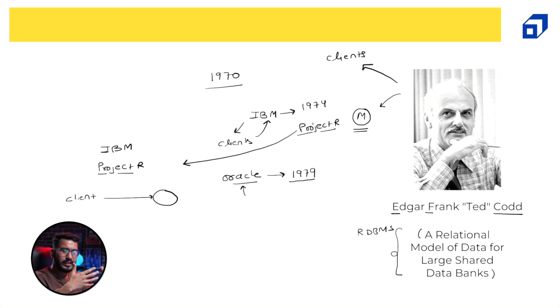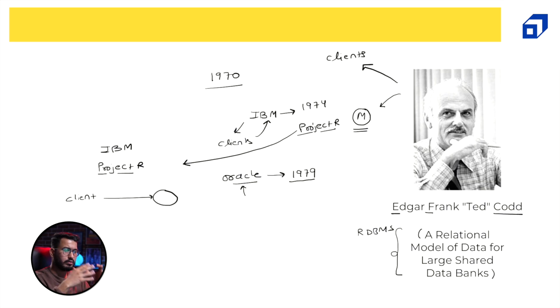Let's say if I am a manager and I am interested in finding out the top 10 products which my company is selling. For me, being a non-technical person, or maybe not a technically advanced person, writing a huge amount of code is a difficult task. So the team who was working on Project R developed a simplified language which they called SEQUEL.